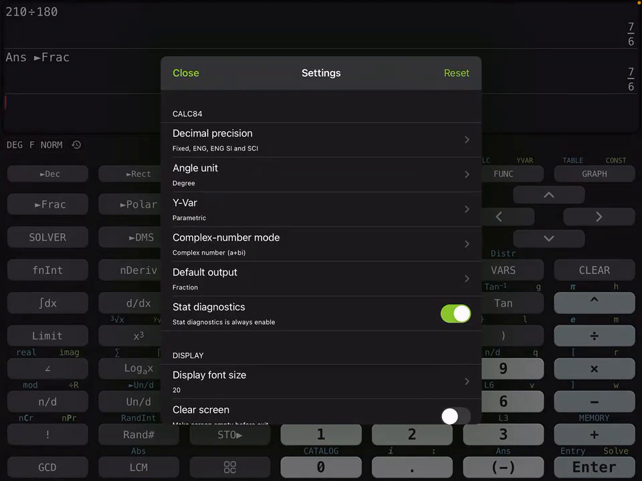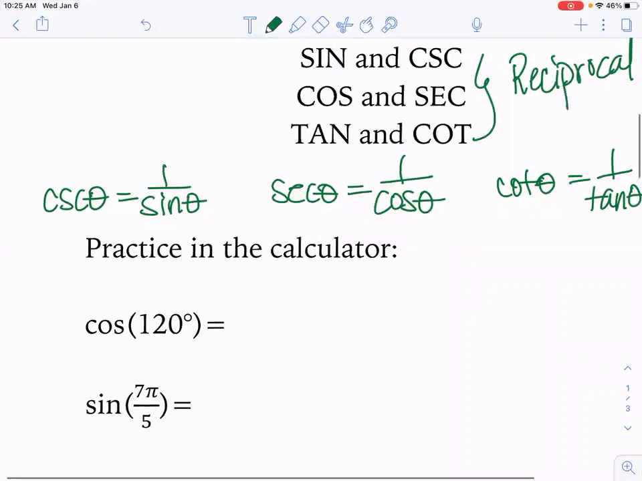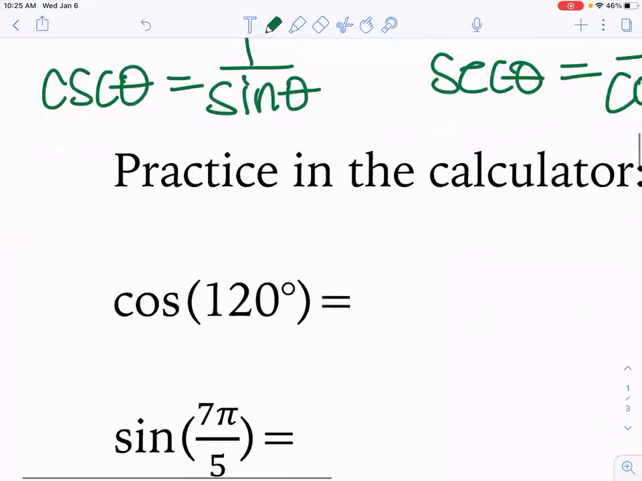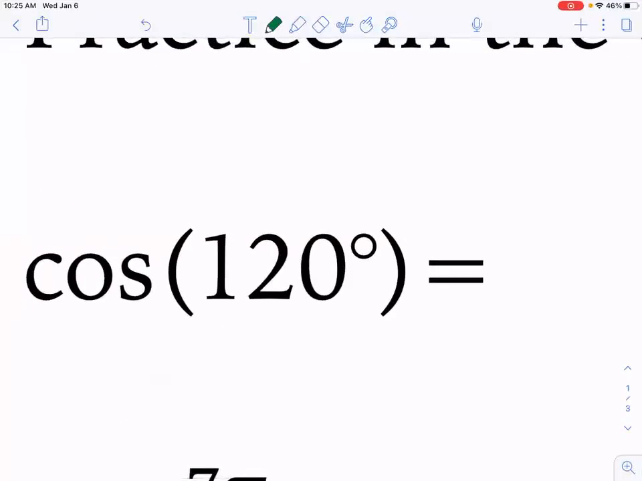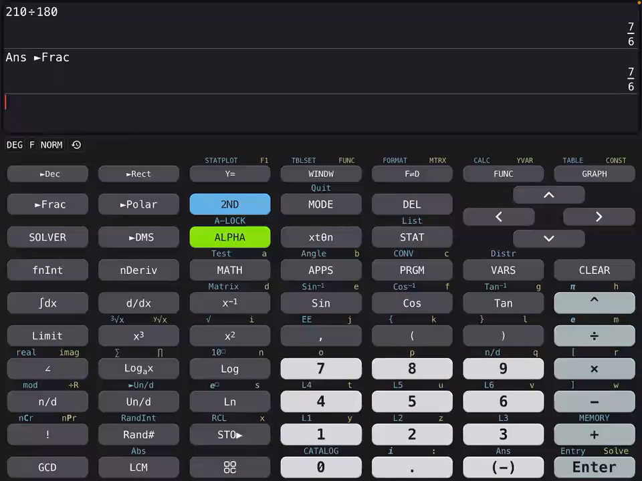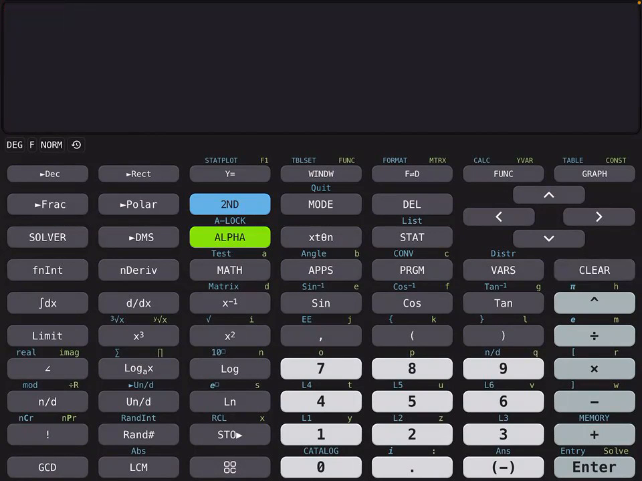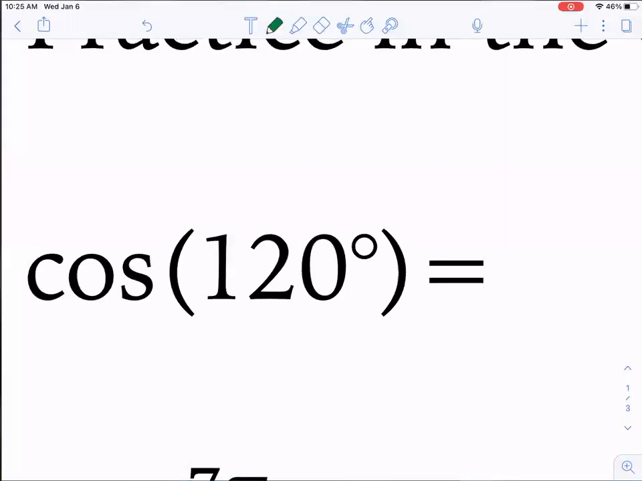Okay, so I want us to find the cosine of 120 degrees. So what mode should you be in? You should be in degree mode. So in your calculator, make sure you are in degree mode. And then you can actually type in the cosine of 120. Do you get negative 0.5?